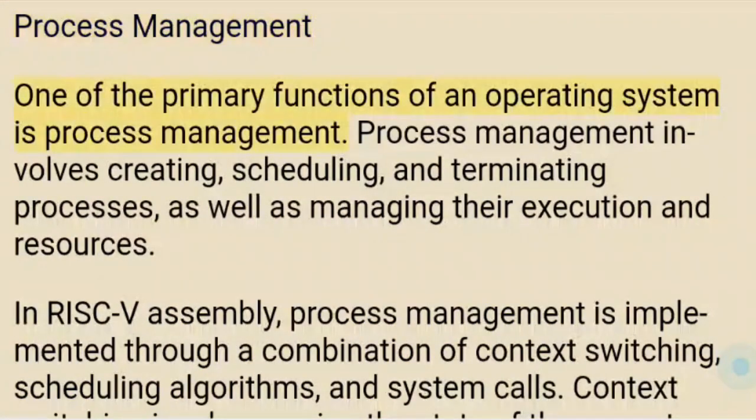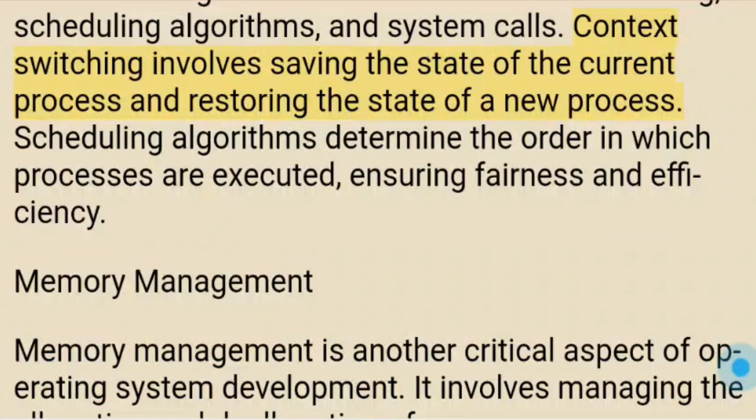Process management. One of the primary functions of an operating system is process management. Process management involves creating, scheduling, and terminating processes, as well as managing their execution and resources. In RISC-V assembly, process management is implemented through a combination of context switching, scheduling algorithms, and system calls. Context switching involves saving the state of the current process and restoring the state of a new process. Scheduling algorithms determine the order in which processes are executed, ensuring fairness and efficiency.